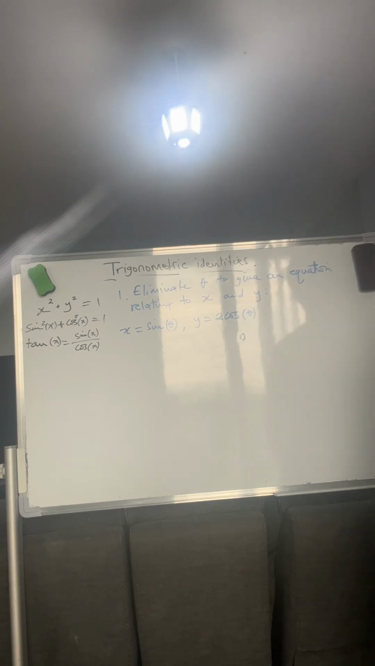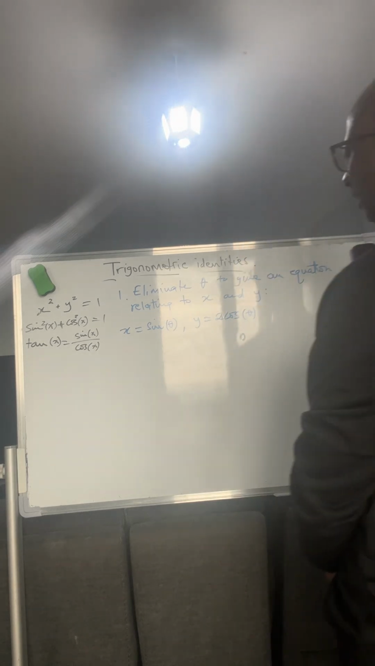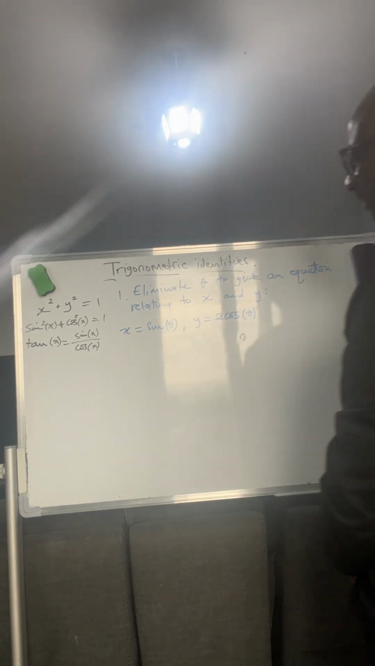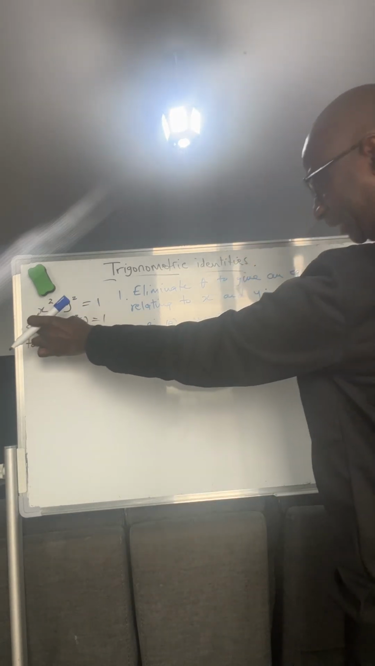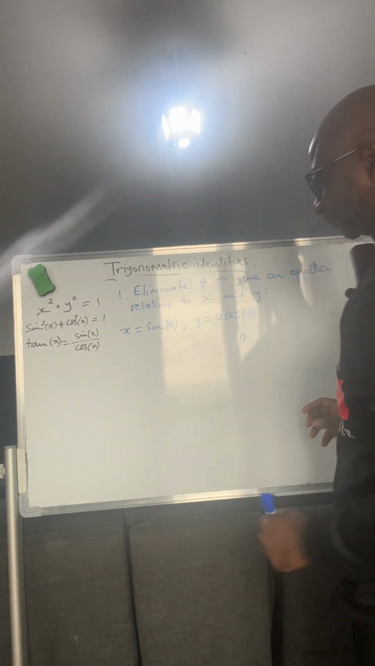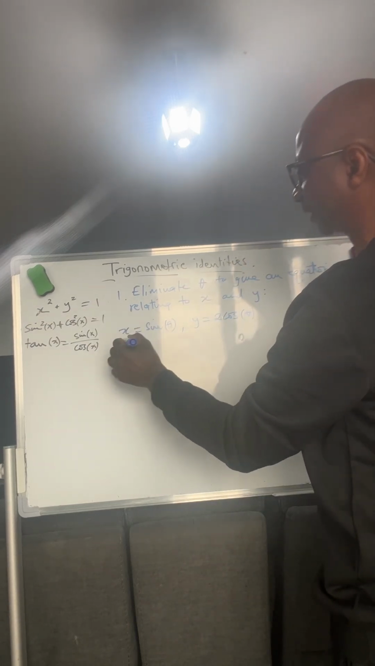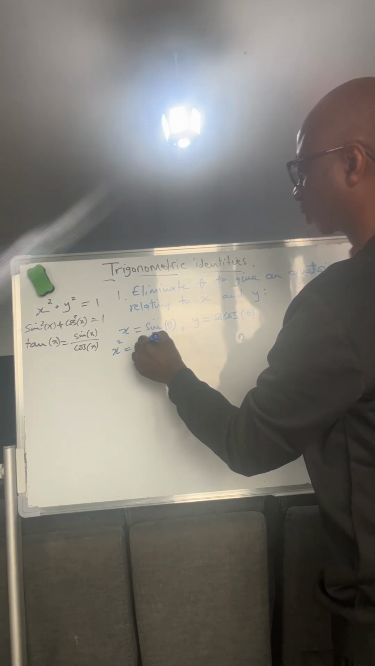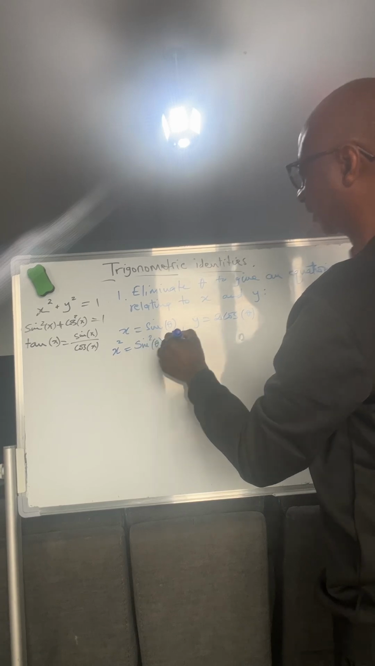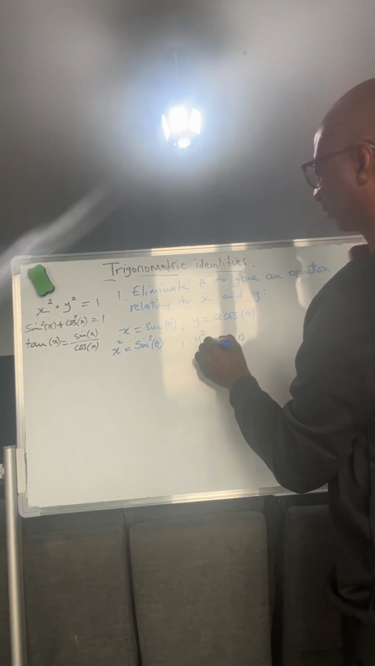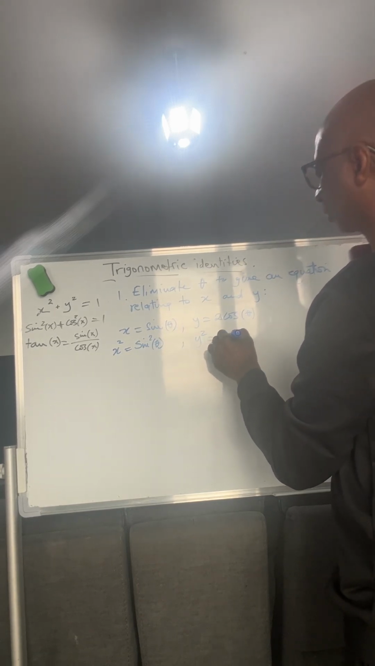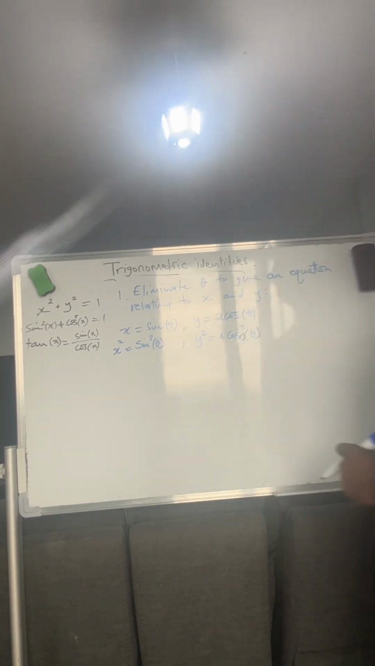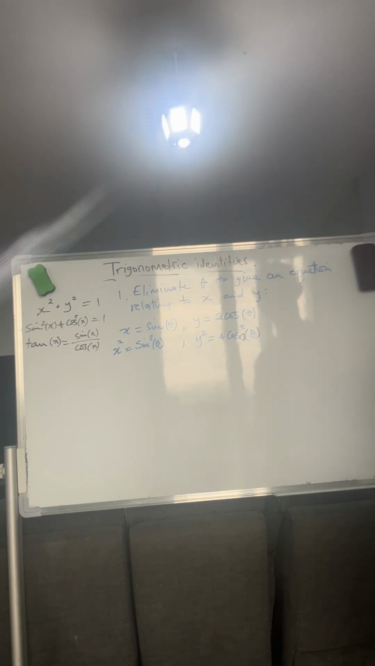So, again, let's square these functions and see what we get, because we are working with squares here, so we always have to square. If you square x, you're going to get sine squared theta. Similarly, if you square y, you're going to get 4 cosine squared theta.